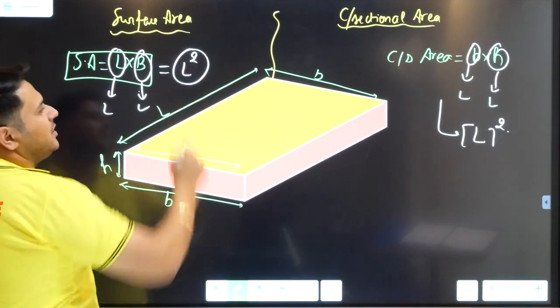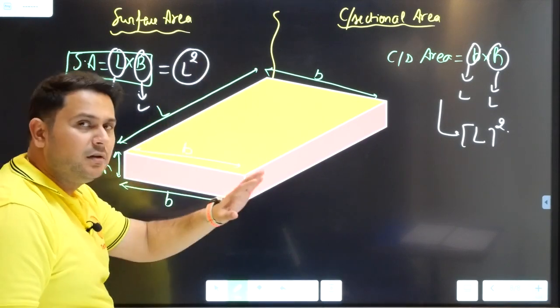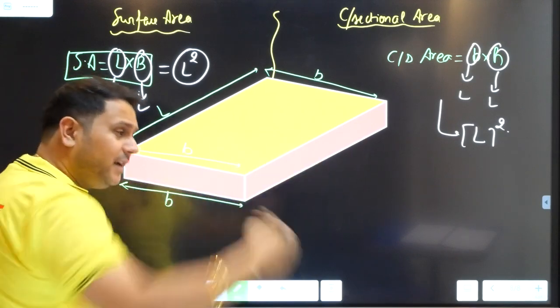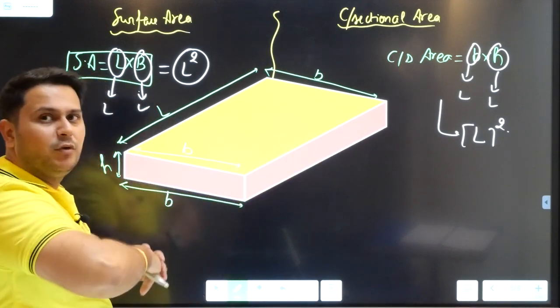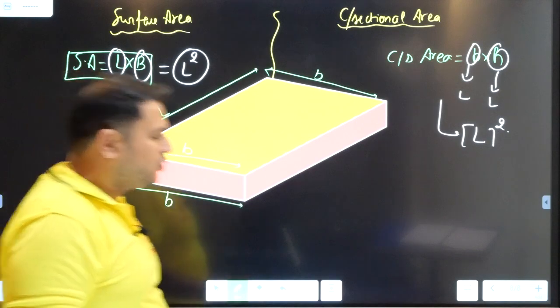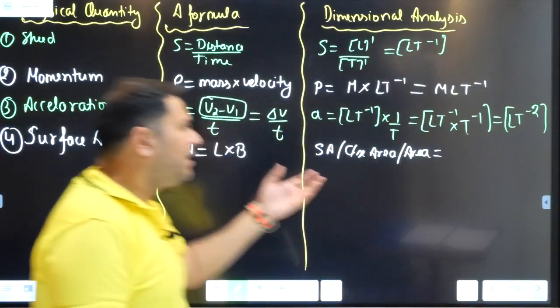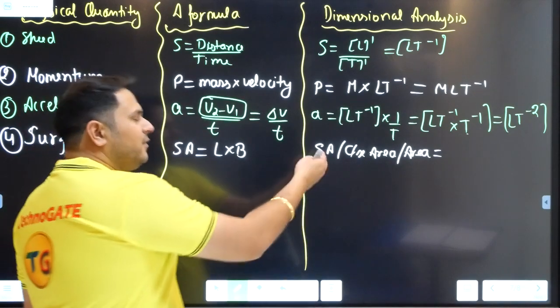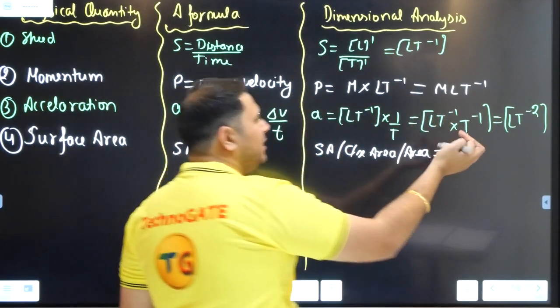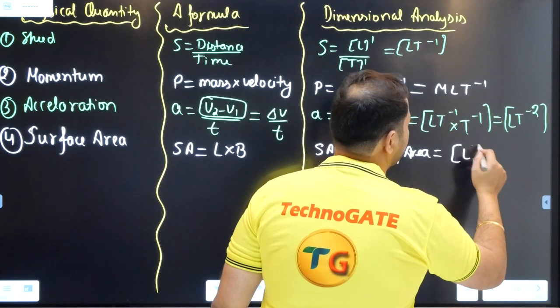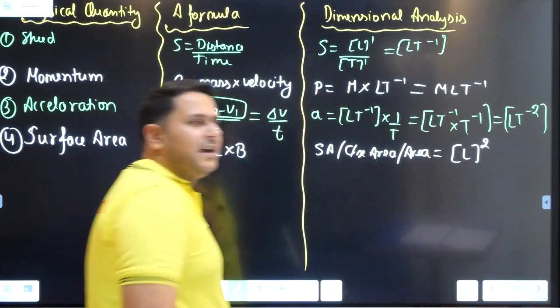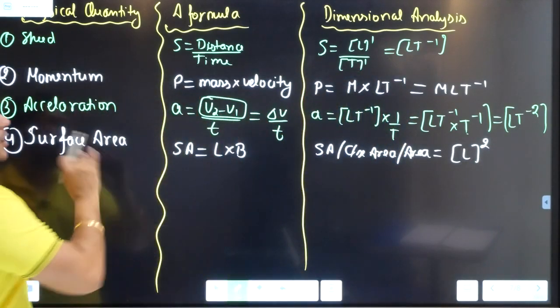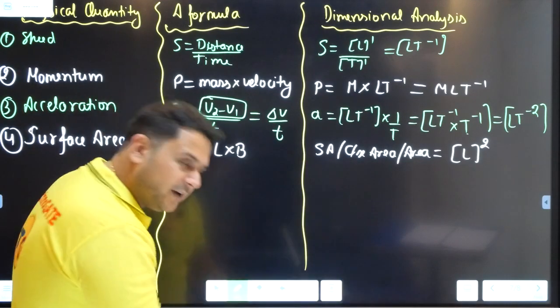As per the dimensional analysis, both of them are same, but conceptually both are very different, right? So this is how units are different, dimensional analysis is different, and concept is different, right? So surface area, cross-section area, or any area will have the dimensional analysis as L2. I hope you are crystal clear with the concept, right guys?